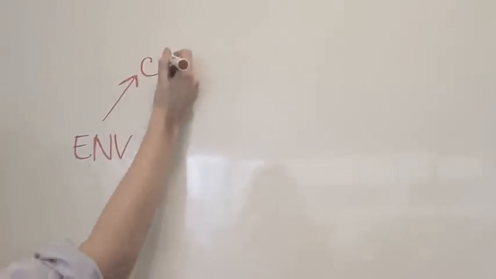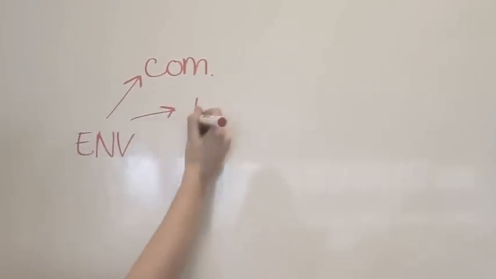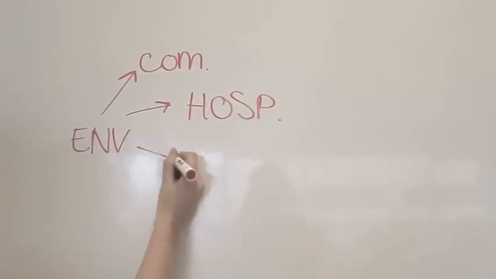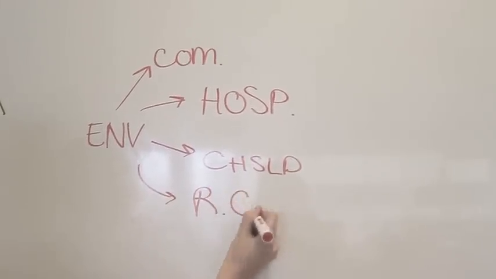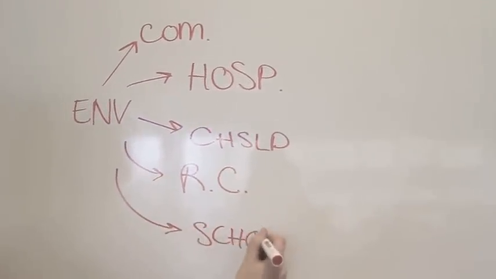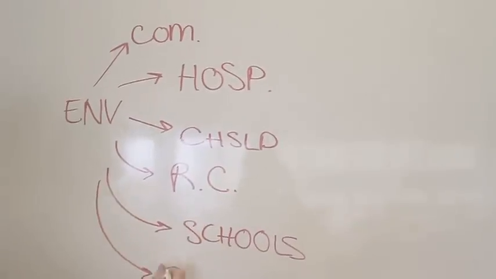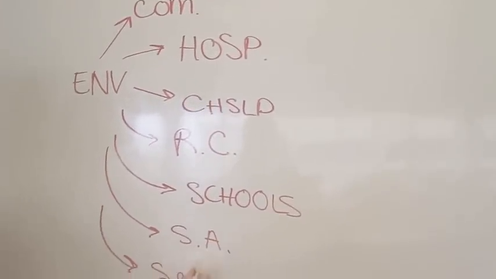Furthermore, OTs can work in a wide range of environments. For example, in community agencies, healthcare organizations such as hospitals, chronic care facilities, rehabilitation centers, schools, social agencies, or they can be self-employed.